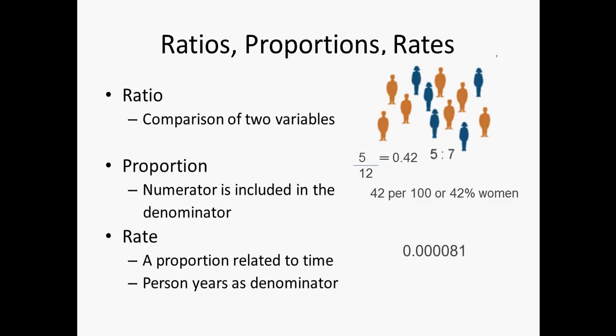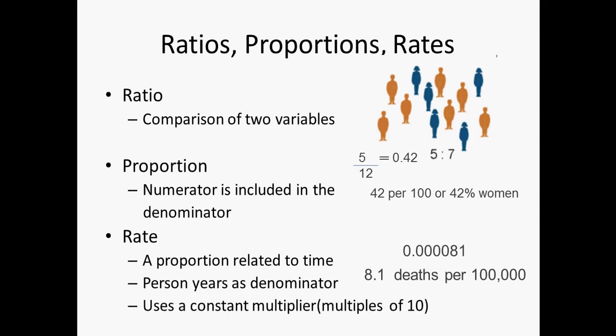And as an example, if we find that the rate is 0.00081 maybe deaths, how do we express it as a rate? We express it as 8.1 deaths per 100,000 population. So the expression of a rate is per 100, per 1,000, per 10,000, per 100,000 population, whatever the event is, whether it is deaths, births, or maybe anything else.